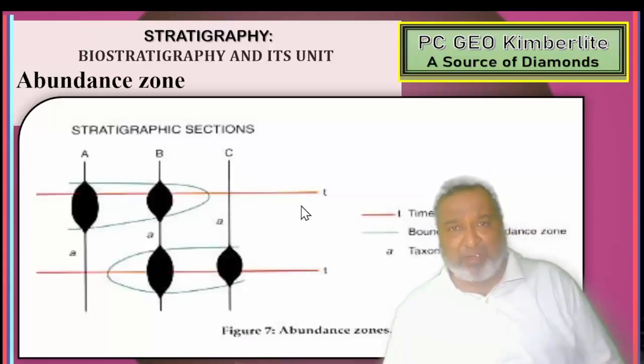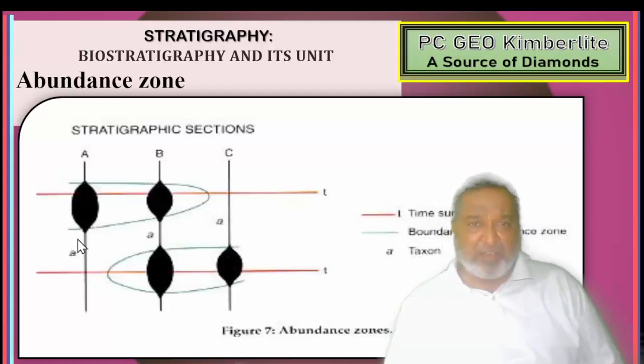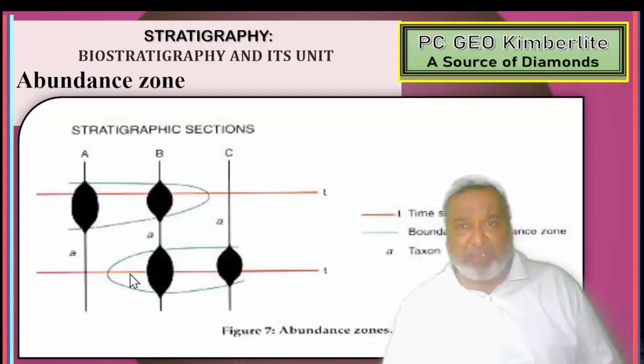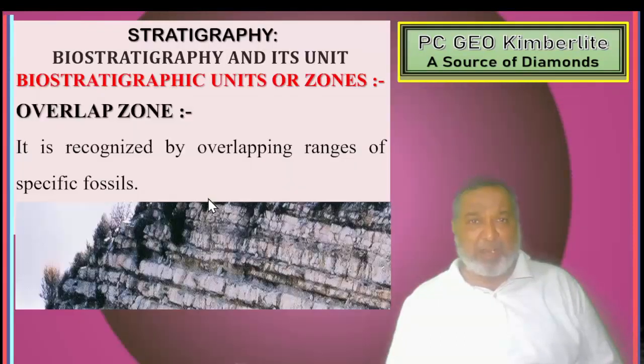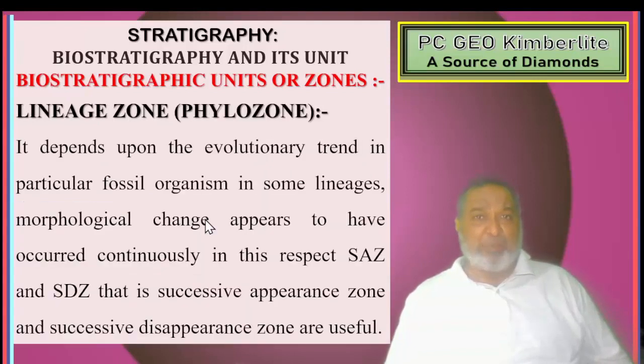Okay, so here we are given the time surface. These are the red lines. Then the green line will give you the boundary of abundance, and A will be the taxa which has been given. So this is the abundance of the taxa. This is A, B, C. That is the section we have been making out. Overlap: it is recognized by overlapping ranges of specific fossils. So that is, the overlapping zones are there.